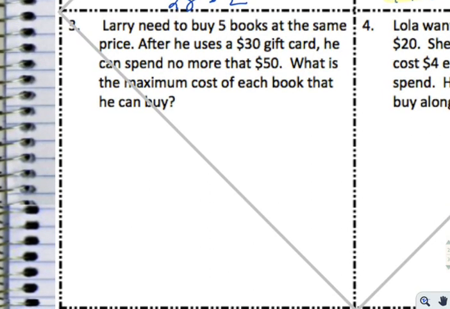Number 3 says Larry needs to buy 5 books at the same price. After he uses a $30 gift card, he can spend no more than $50. What's the maximum cost of each book that he can buy? Well, he already uses $30, and he doesn't want to spend any more than $50, so that's a total of $80. 30 plus 50 equals 80.